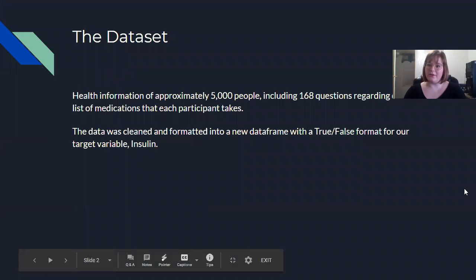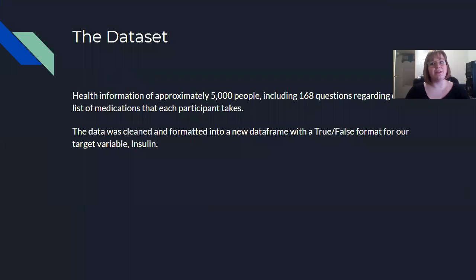So just a little background on my data set here. The NHANES study is the health information of approximately 5,000 people. Now, the study has quite a few different data sets in it. What I was interested in is the dietary data set and the medications data set. The dietary data set has 168 different questions about people's diets, and then the medications data set lists every medication that they take.